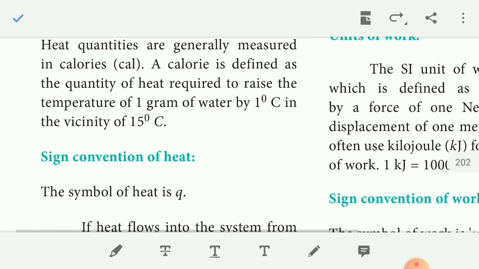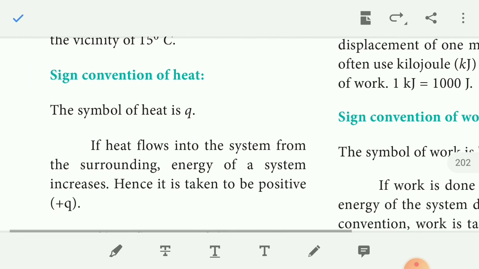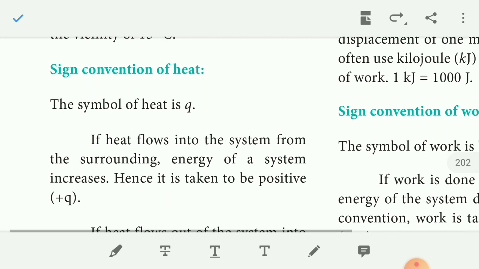Now, the sign convention of heat. The symbol of heat is Q. If heat flows into the system from the surroundings, the energy of the system increases, so it is taken to be positive, represented as plus Q. If heat flows out of the system into the surroundings, the energy of the system decreases, so it is taken to be negative, represented as minus Q.